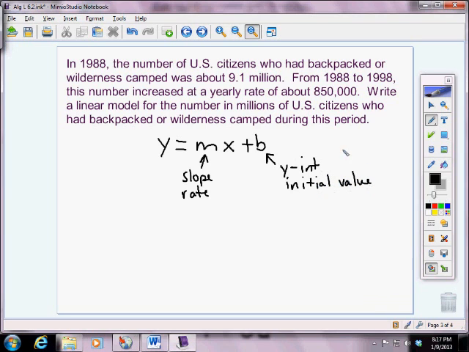So when we're looking at this right here, where do we start out at? Well, we're going from 1988 to 1998, so we started out at 9.1 million. That's your initial value. That's going to be your y-intercept. If you were going to graph from 88 to 98, at 88 on the y-axis, your initial value would be 9.1 million. Now it does tell us to write it in millions, so we can just write it as 9.1.